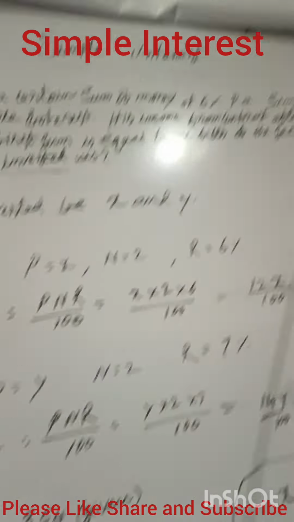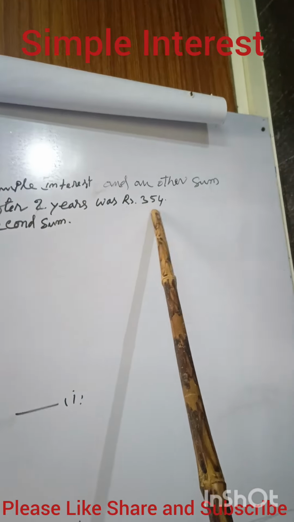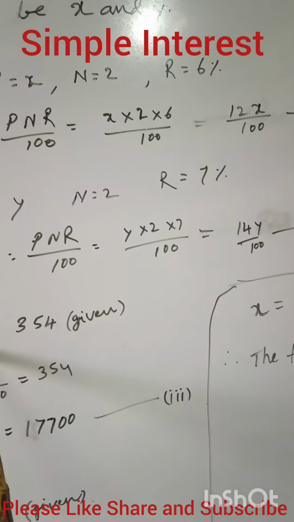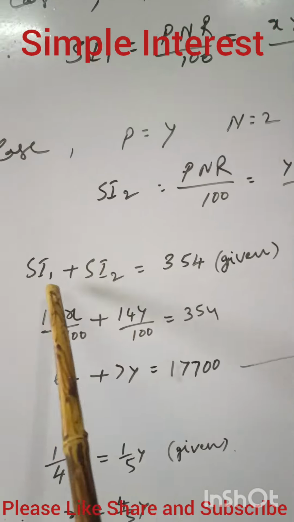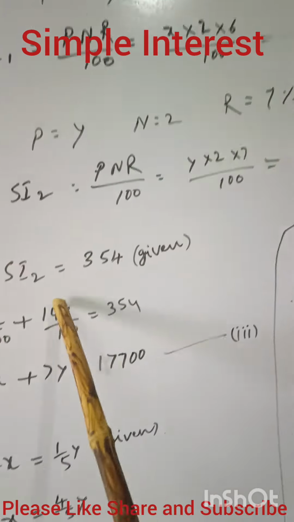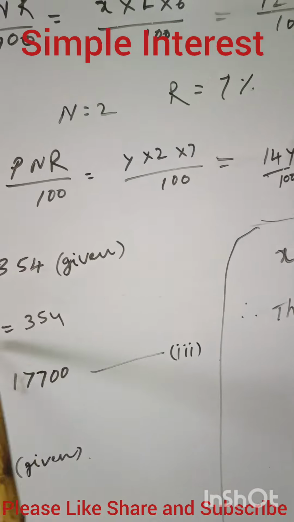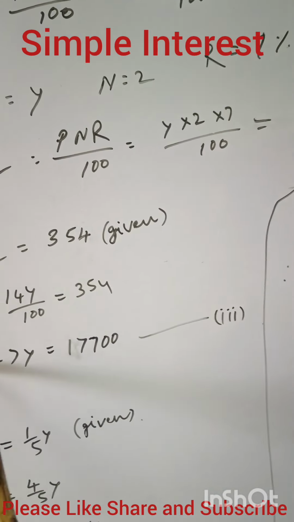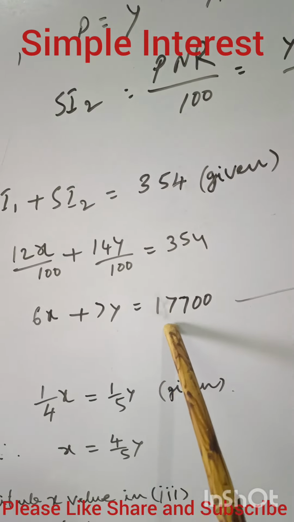But he has given that both the interests together he has acquired 354 rupees. So SI1 plus SI2 is 354 rupees given. SI1 is equal to 12x by 100, SI2 is equal to 14y by 100. So it is equal to 354. On solving, we will get 6x plus 7y is equal to 17,700.